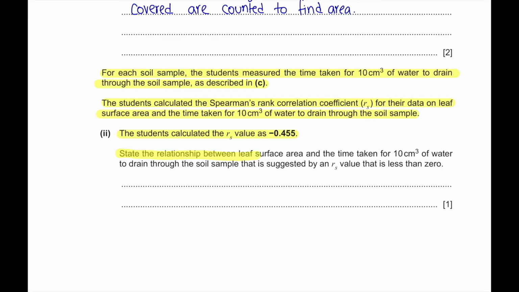State the relationship between leaf surface area and the time taken for the 10 cm³ of water to drain through the soil sample that is suggested by an RS value that is less than 0. So basically from this particular value we can see that there is a negative correlation because there is a minus sign in front. Okay, as the time taken for 10 cm³ of water to drain decreases when the leaf surface area increases.